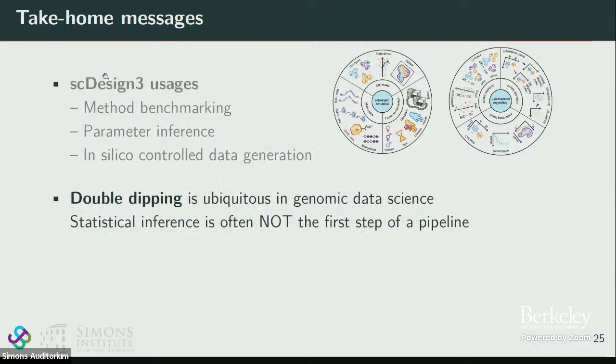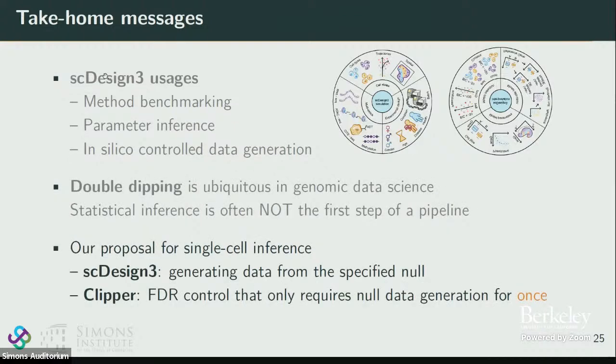And double dipping is a very common problem in genomic data science because we often need a complex pipeline for data analysis, and statistical inference is the last step. And our proposal is to use scDesign3 for generating data from a specified null and use Clipper for controlling FDR without requiring high resolution p-values. And this is so important because it means that we only need to generate the null data just once. So that can save our computational time.